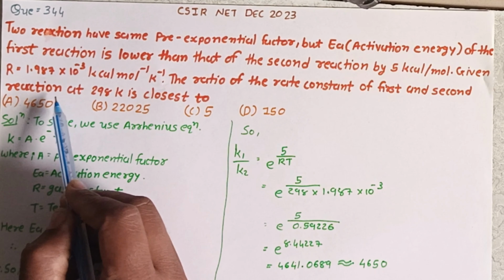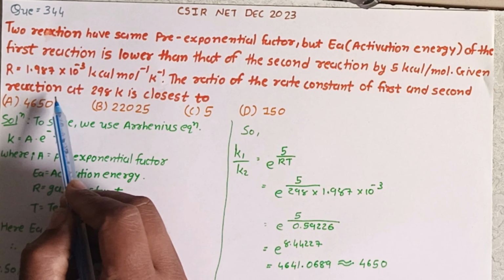Here, the activation energy of the first reaction is lower than that of the second reaction by 5 kilocalorie mole inverse. So we can write Ea1 is equal to Ea2 minus 5 kilocalorie mole inverse. So Ea2 minus Ea1 is equal to 5 kilocalorie mole inverse.